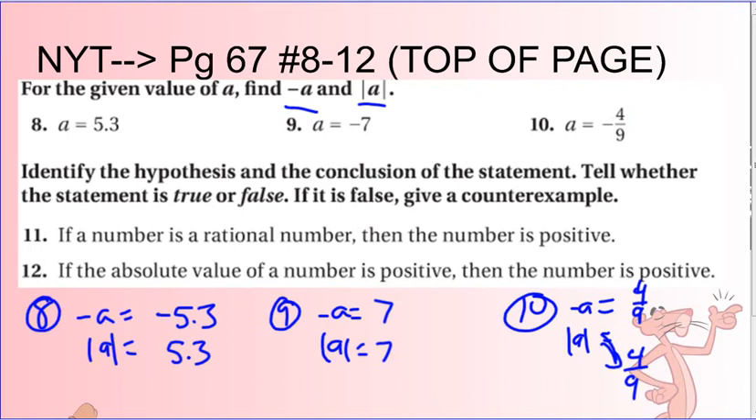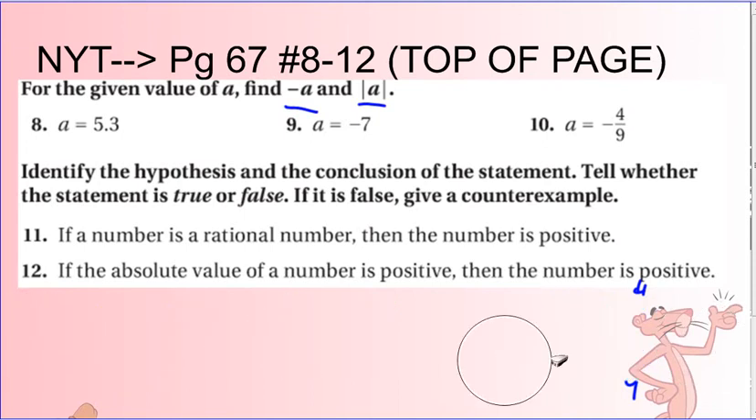Okay, so that's 8 through 10. Make sure you got it. I'm going to erase. 3, 2, 1. All right, and now 11 and 12. So it says identify the hypothesis and conclusion. So this piece is the hypothesis, that's the conclusion. The first part is the hypothesis, the second part is the conclusion.